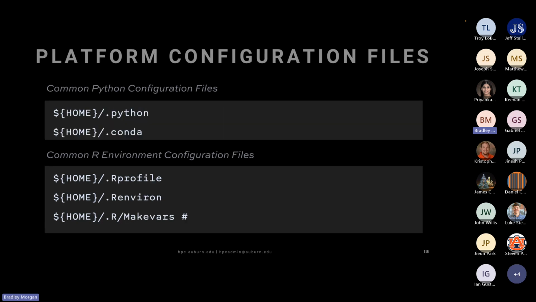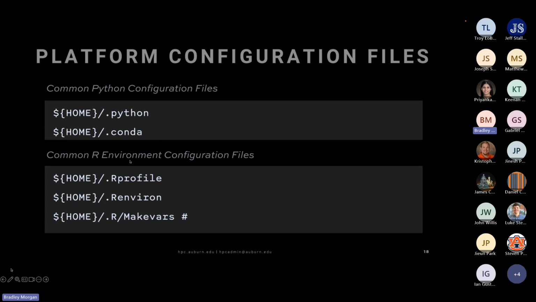Now, in terms of the platform files for Python, you have things like home/.python or home/.conda, and I think .conda is actually a subdirectory, not a file, but there are potentially files underneath these. But those are of interest when you're using Python.